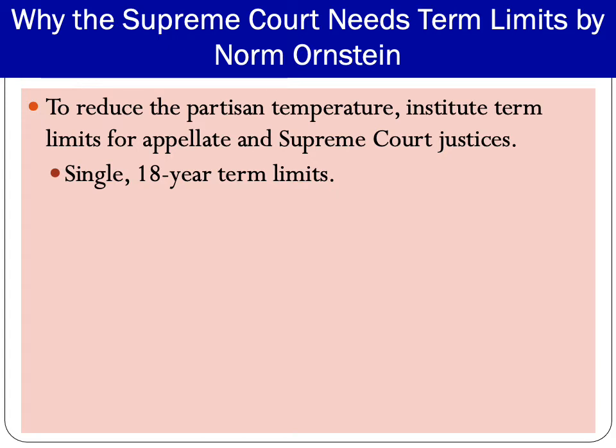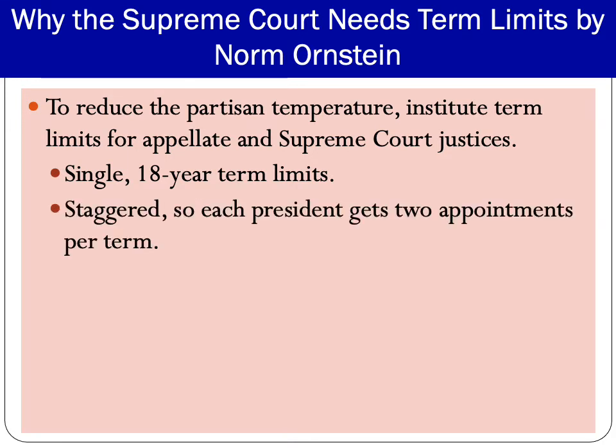And that there's a limit. It's non-renewable, right? So you serve for 18 years, that's your term on the court, and then you're off the court, right? And then he also thinks that we could stagger it. So once we started with the term limits, we could stagger it so that we would know that a judge would be done with their term at the end of their 18 years.